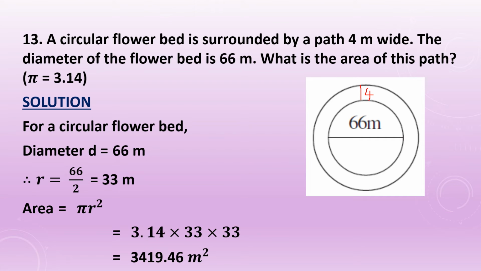which gives 3419.46 meters square, which is the area of the circular flower bed. In the figure, it represents the area of inner circle. Now what we want to find out? Yes, now we have to find the area of outer circle.